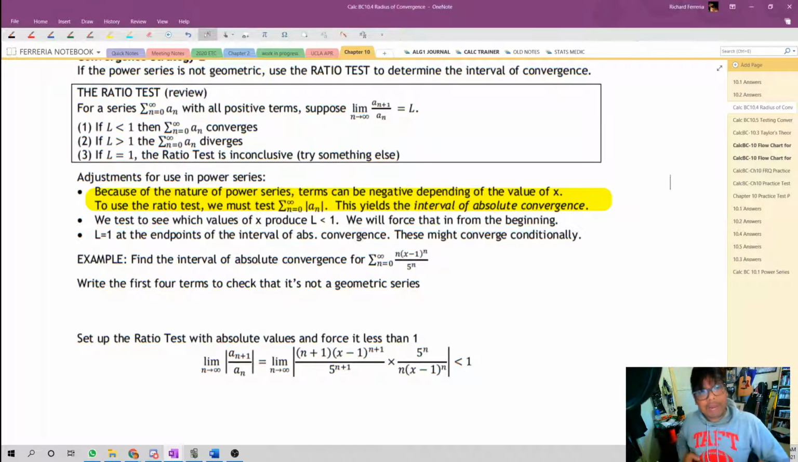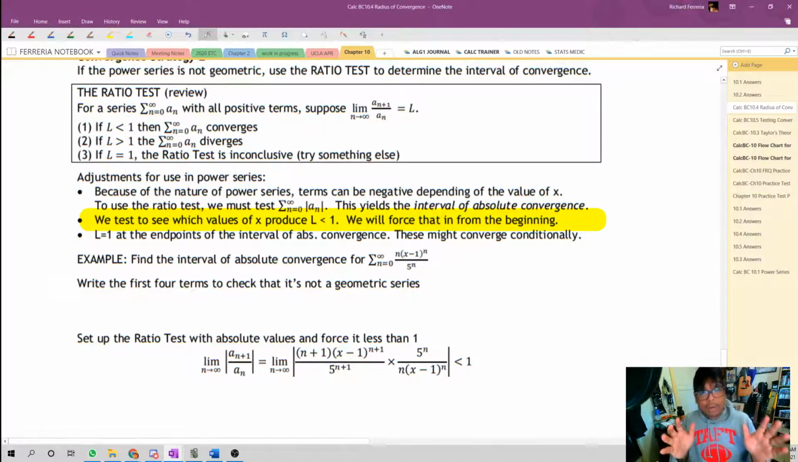Because of power series, the terms can be negative. So to use the ratio test, what we're going to do first is not test the series. We're going to test the absolute value of the series. If we do that, then we're going to create the interval of absolute convergence. Again, absolute means absolute value, nothing else.